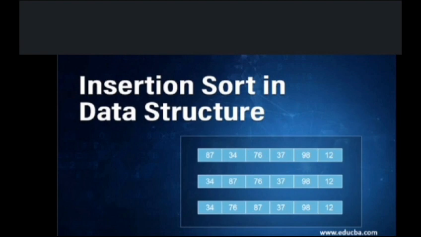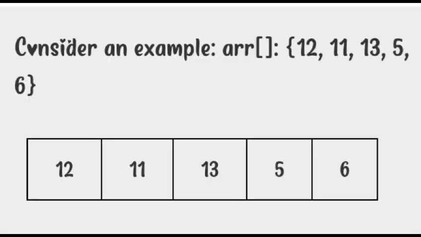So first, insertion sorting. Insertion sorting is a simple sorting algorithm that builds the final sorted array one item at a time by the comparisons. It is much less efficient on large lists than more advanced algorithms such as quicksort, heapsort or merge sort. So now let's see an example.